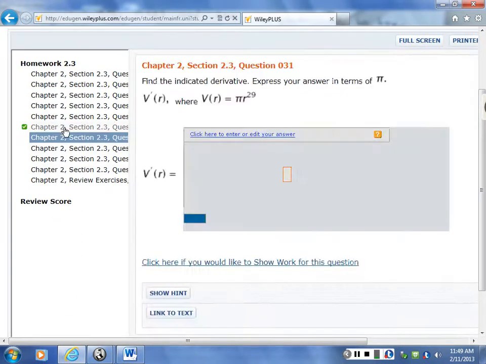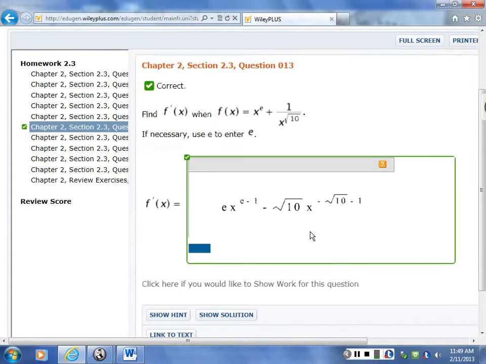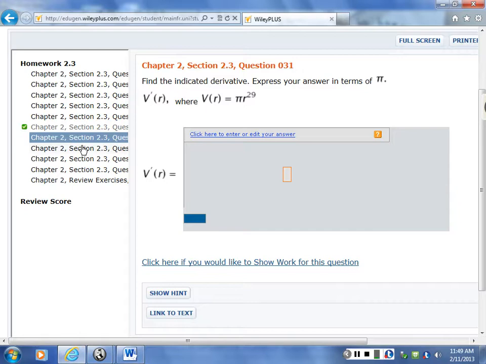Will it take it if you use those square roots as powers instead? If you put like 10 to the minus 1/2 or 10 to the 1/2? Possibly. I think it probably should, if you're careful with your exponents in your parentheses. Yeah, it should take it. If not, let me know.